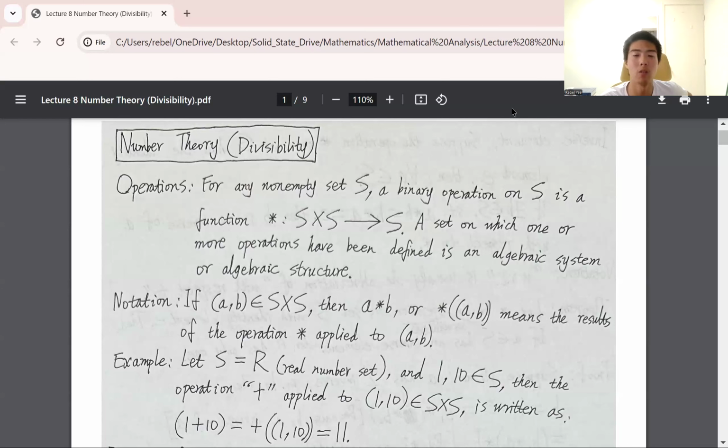Because in the next class we'll introduce the axioms of real numbers. So today we'll get some feeling for mathematical thinking. Okay, so the first topic we want to talk about today is operations.